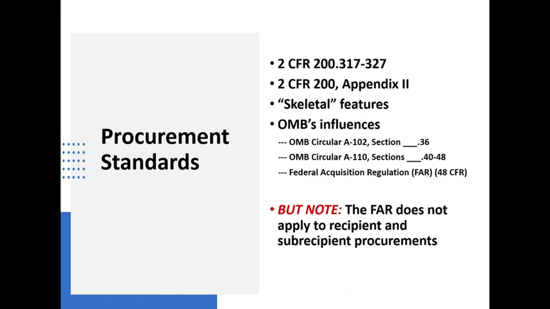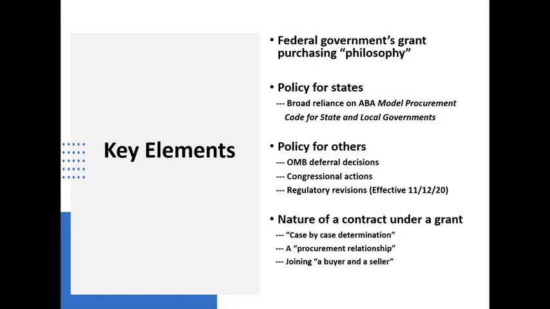Now, let's move over to slide number 3 and talk a little bit further about what we have in those policies. And the first focus is the federal government's grant purchasing philosophy, or what I refer to as their philosophy, which is to build on what I mentioned a few moments ago. You're allowed to use your own procurement procedures if they meet the standards contained in 2 CFR 200.317 to 200.327.